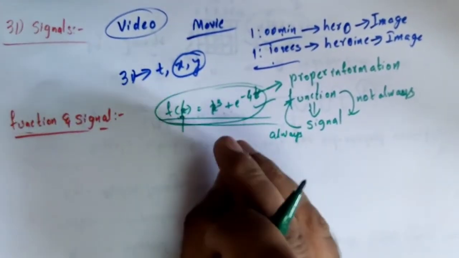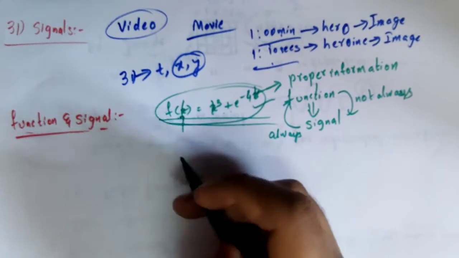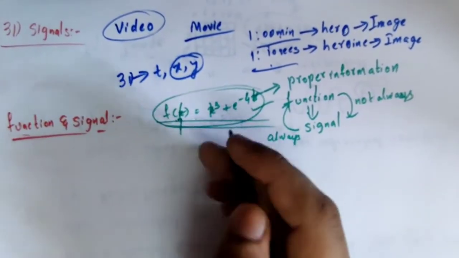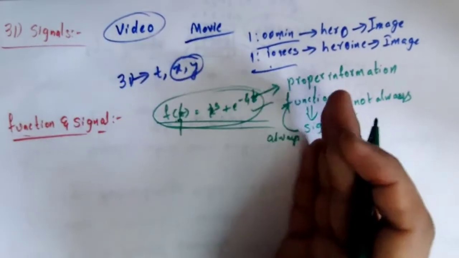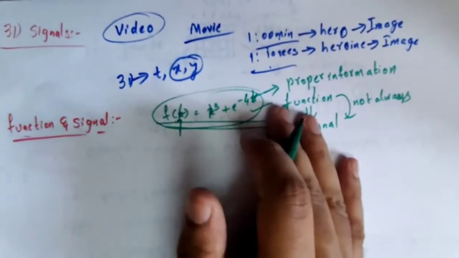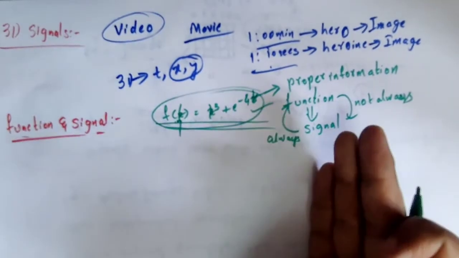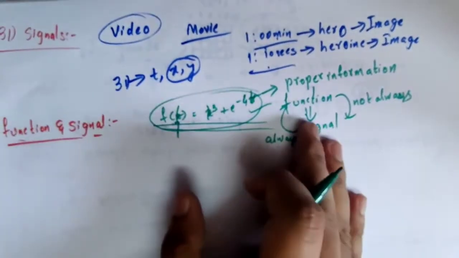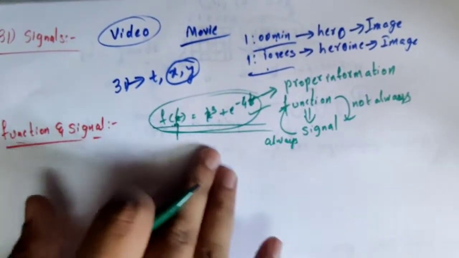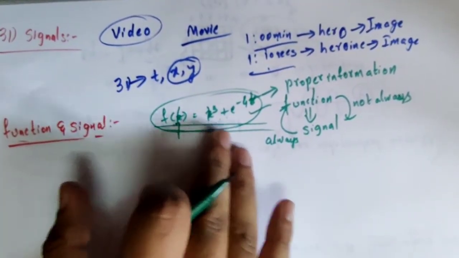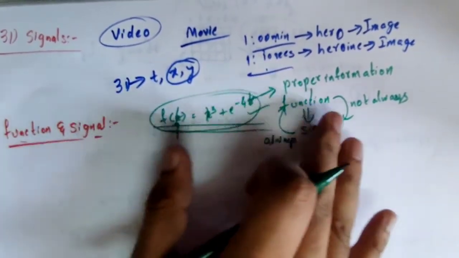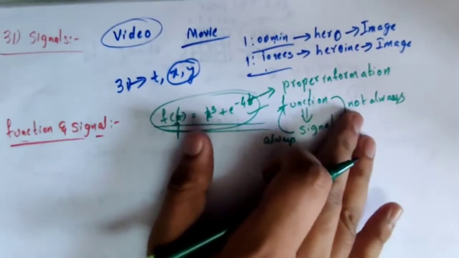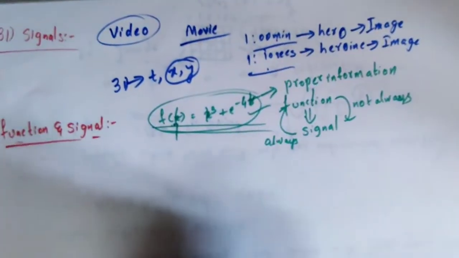See, the point which I have to say is, when a function is describing some proper information, when this function is defining my speech, then it is known as a signal, or else it is simply a function. But a signal, like a speech signal, an image signal or a video signal, can all be written in terms of mathematical functions. That is why a signal is always a function, but a function is not always a signal. A function is a signal only when it is conveying some proper information.